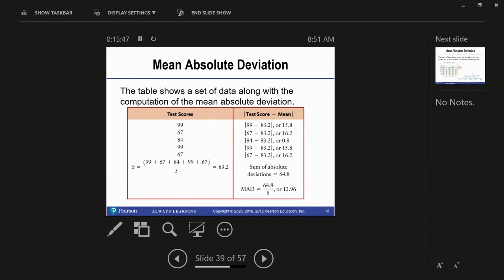Then I add all of these numbers together, all those differences, to get a total of 64.8. And we have 5 test scores, so I divide by 5. That makes my MAD 12.96. Questions on how to calculate that?